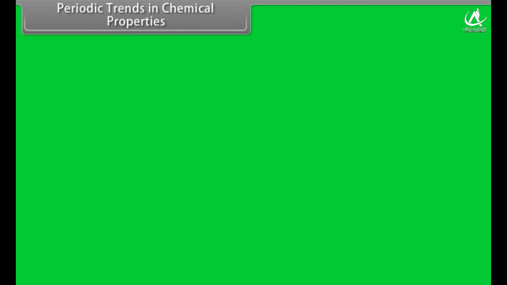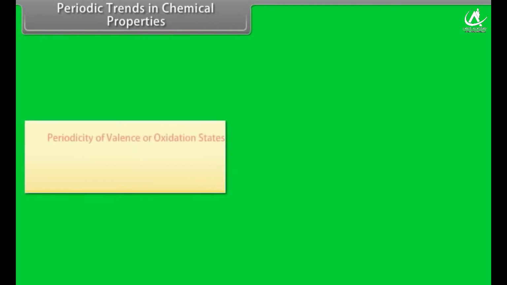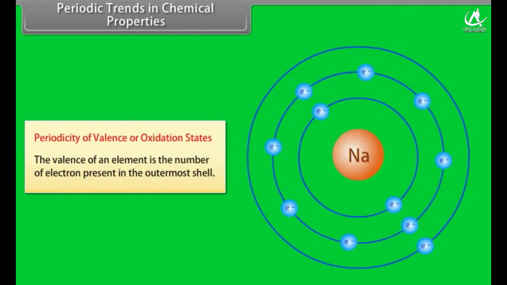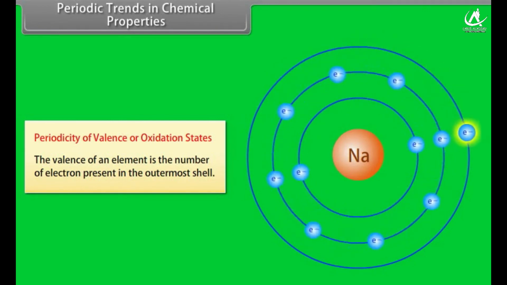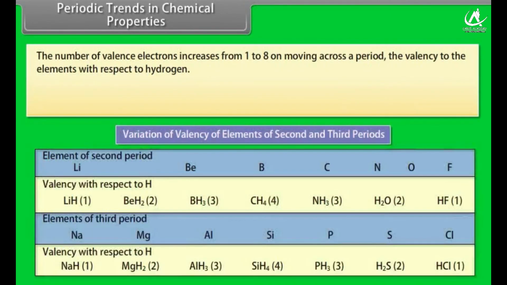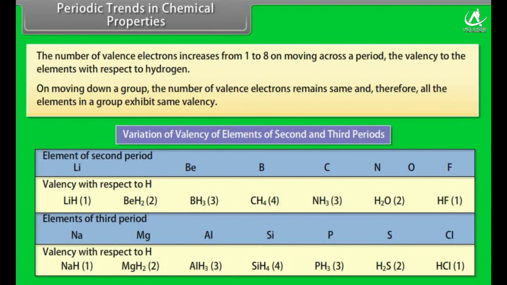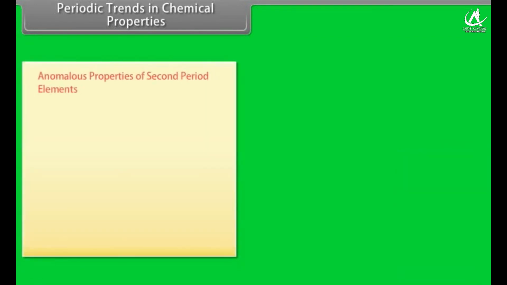Periodic trends in chemical properties. Periodicity of valency or oxidation states. The valency of an atom is the number of electrons present in the outermost shell. The number of valence electrons increases from 1 to 8 on moving across a period. The valency of the elements is with respect to hydrogen. On moving down a group, the number of valence electrons remains the same and therefore all the elements in a group exhibit the same valency.